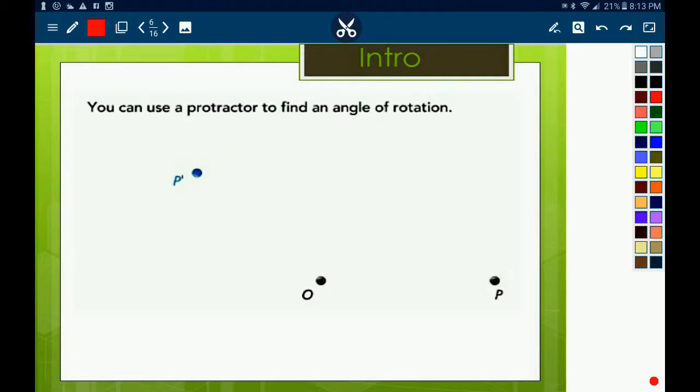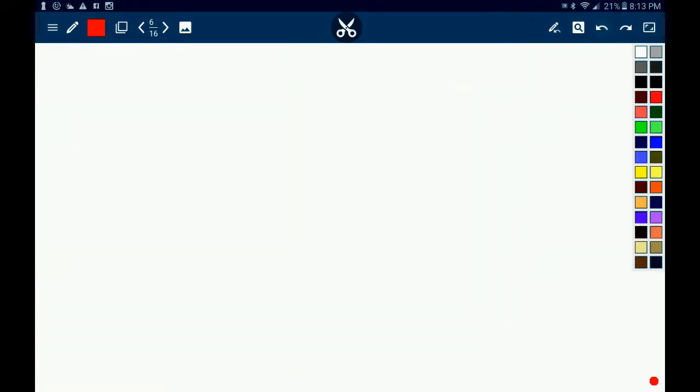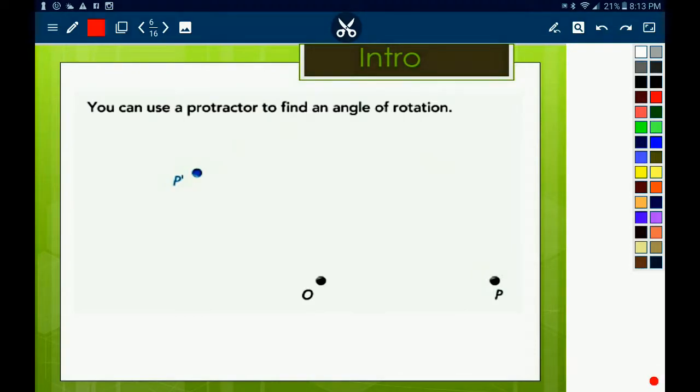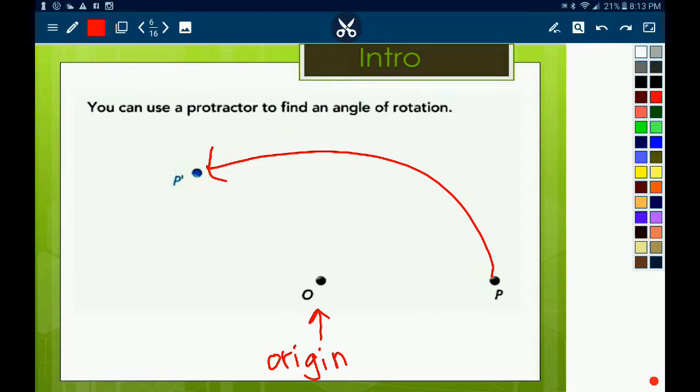Alright, so on this next example, we're going to be using our protractors. Say you have a point P and P prime on the coordinate plane, and you want to know what the angle of rotation is around center O, or the origin. For us, I'm going to mark this. This is most likely going to be the origin. So I want to know, what is the angle of rotation from here to there?